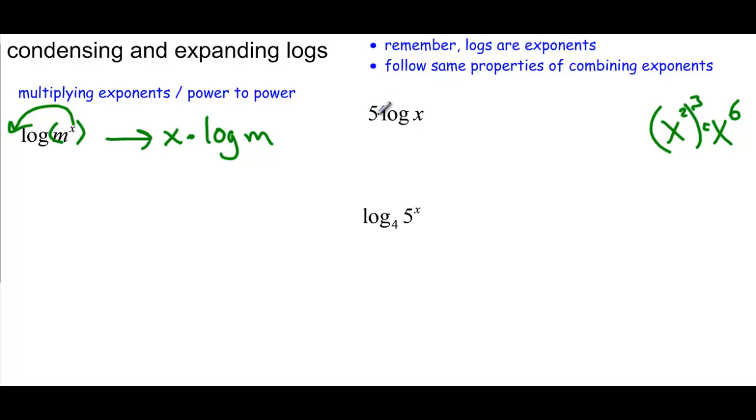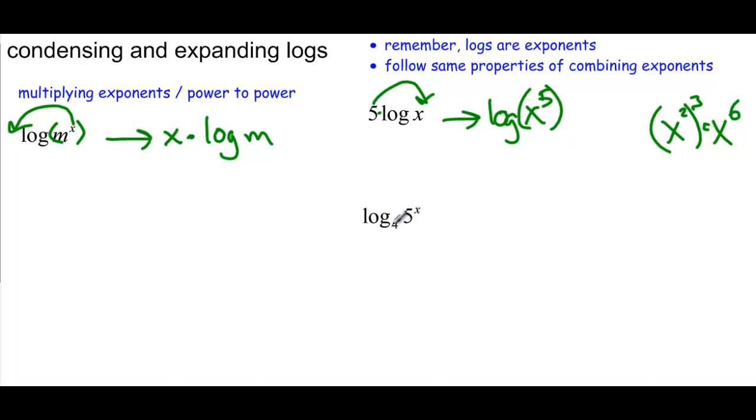Here we see a 5 out front being multiplied. So that's the same thing as I can put it in the exponent position. So I could really say this is log base 10 of x to the 5th power. And when I do it, it's log of this whole item right there. You know, sometimes we don't show parentheses when we do logs. Not really sure why. I always like to put them in just so I understand exactly what I'm looking at.